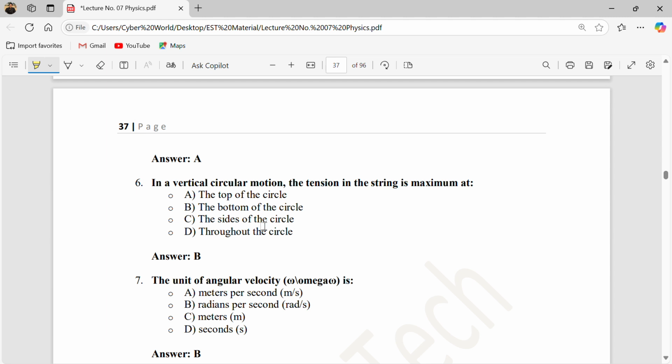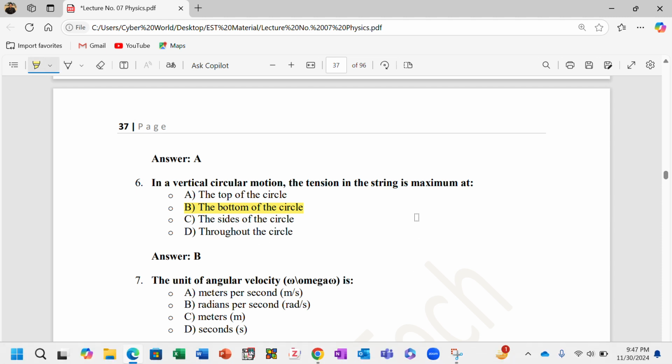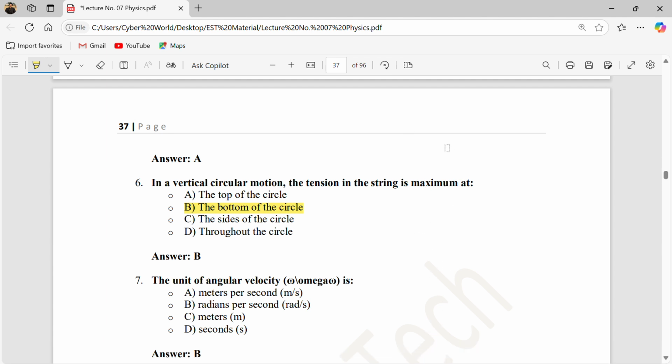In vertical circular motion, the tension in a string is maximum at the bottom of the circle. Vertical circular motion is moving up and down. If it is right and left, then it is horizontal circular motion, but if it is up and down, meaning top and bottom, that is the vertical circular motion, and the tension is maximum at the bottom of the circle. Understood?